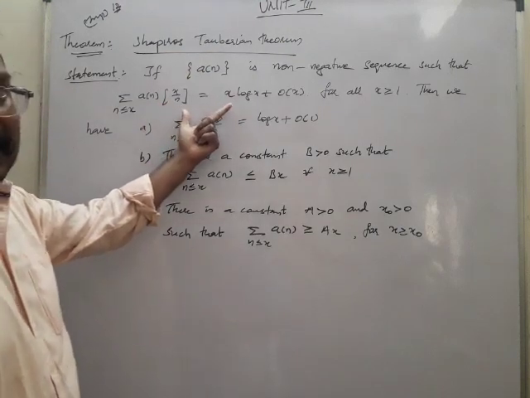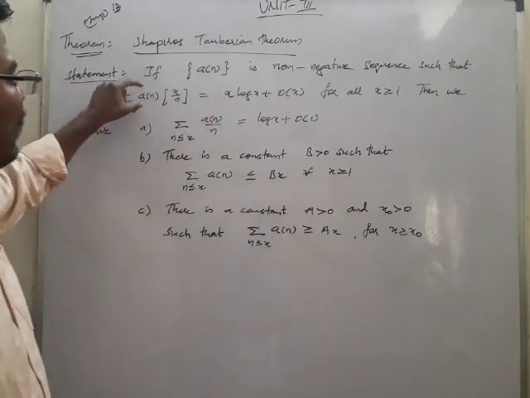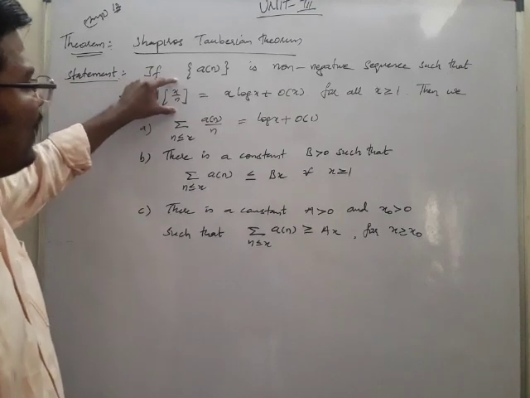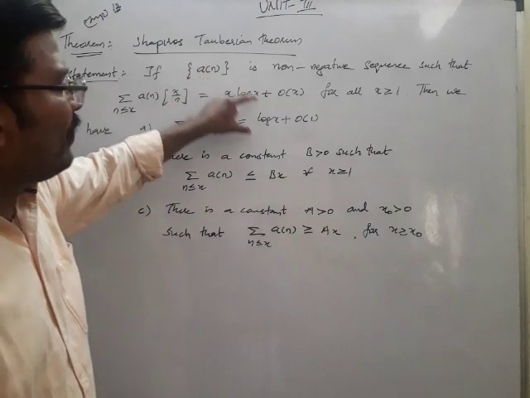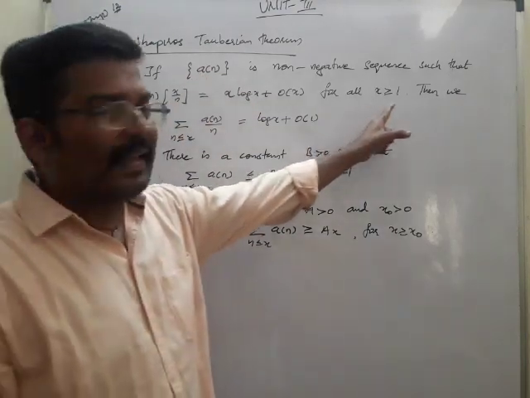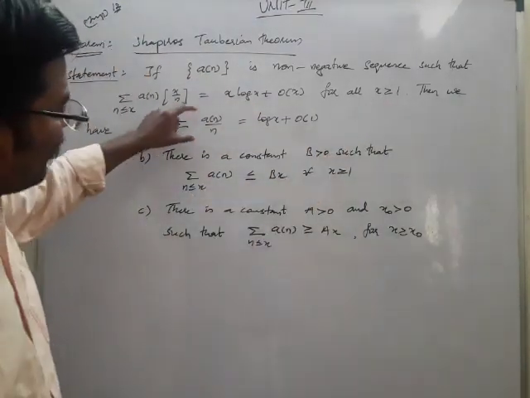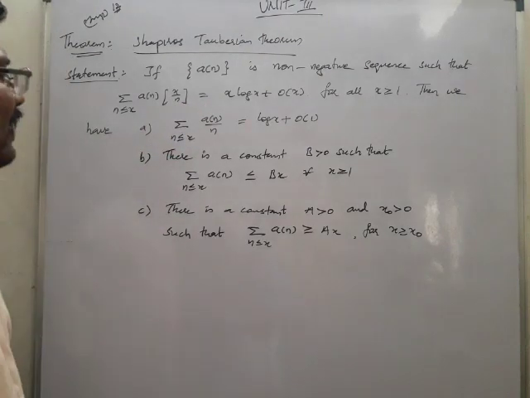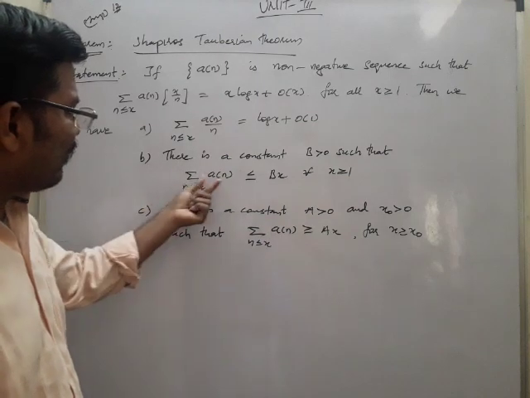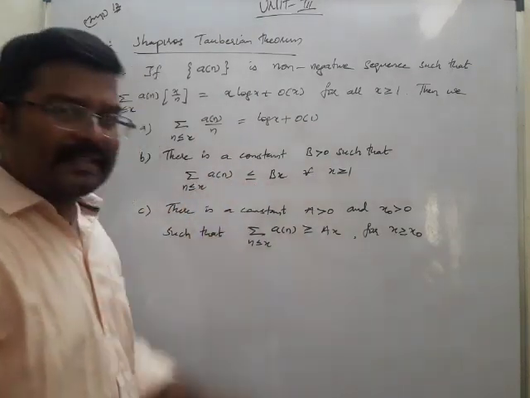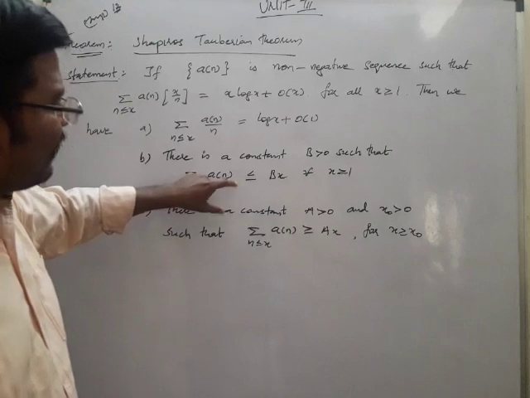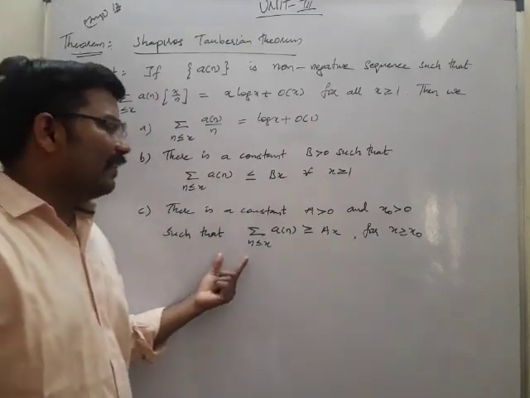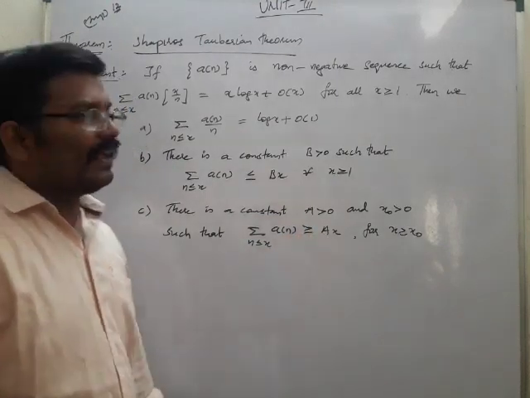This is another important theorem that we already found: the summation over n less than or equal to x of x by n is equal to x log x plus big O of x, for all x greater than or equal to 1. So then we have the first one, the second one, and the third one. First we'll try to prove that the summation over n less than or equal to x is less than or equal to bx. Then, using this, we'll solve the first one. Later on we'll solve the third one, which is nothing but greater than or equal to ax.